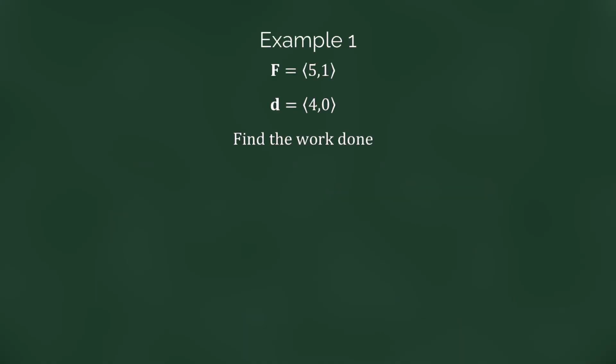Let's start with a simple example. Here we have a force that is represented by the vector 5, 1. It is acting on an object that we are moving along the direction vector 4, 0. We want to find the work done, but we know that the work is just the dot product of the two vectors. So that's going to be 5 times 4 plus 1 times 0, which is 20.